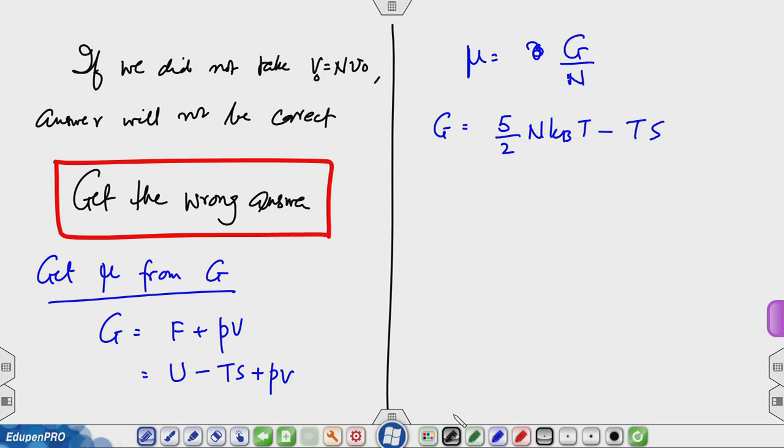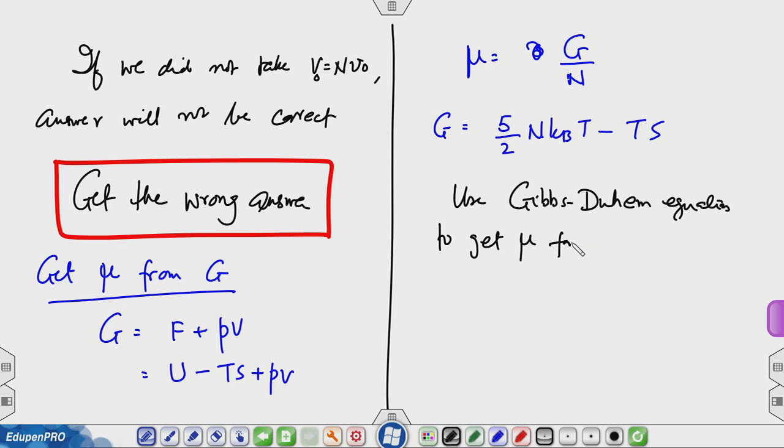I can also now give you a problem here. Use the Gibbs-Duhem equation to get mu for an ideal gas.